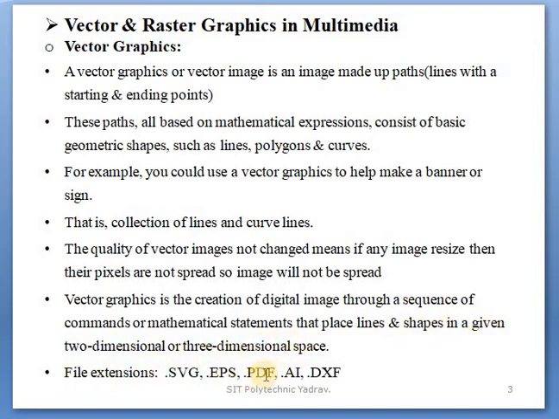Means in 2D and 3D animation, the lines are connected with each other and create the vector image. File extension. Which are the file extensions for vector graphics or vector images? These are .svg, .eps, .pdf, .ai, .dxf. Okay, first of all, you should know what is meant by file extensions.